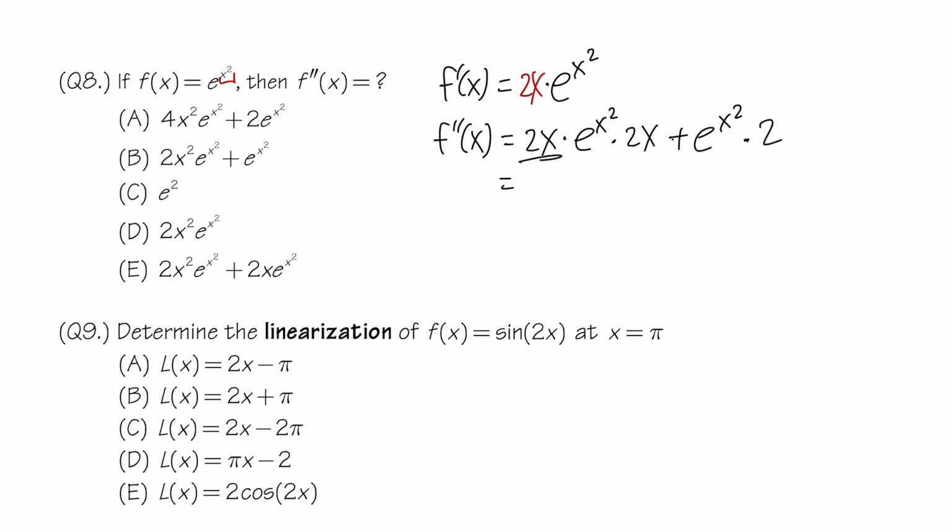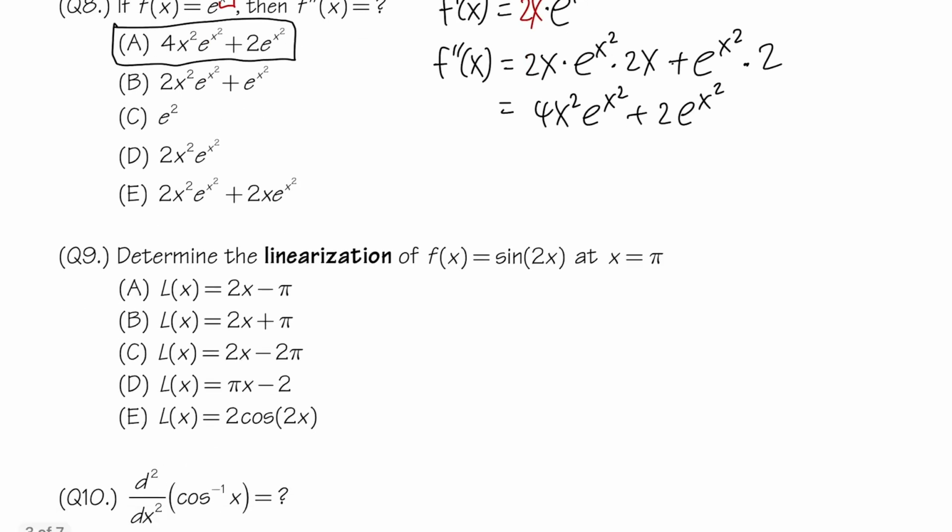Clean things up, 2x times 2x is 4x squared. And then we have e to the x squared plus 2e to the x squared. And that's it, because we don't have to factor out anything. That's what choice A is. So, done.